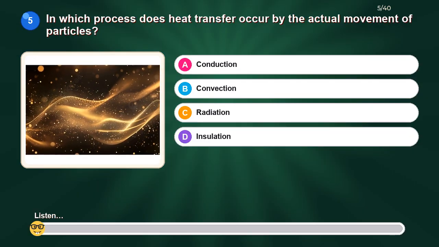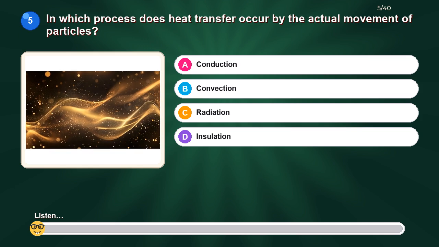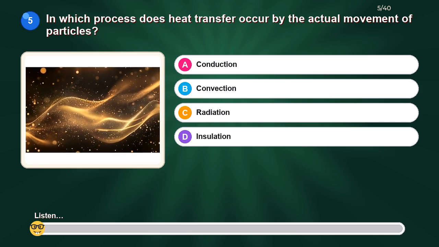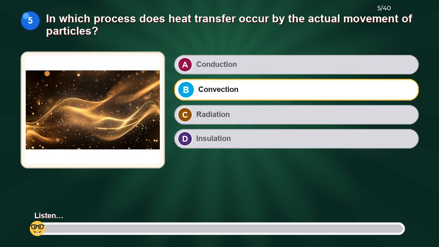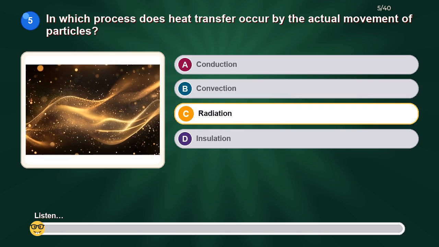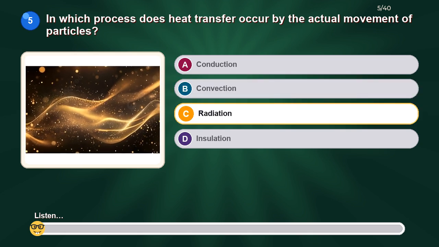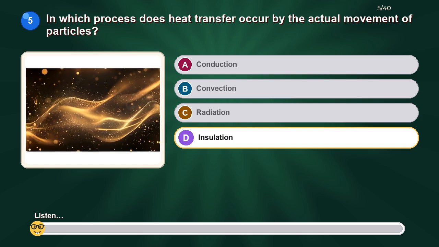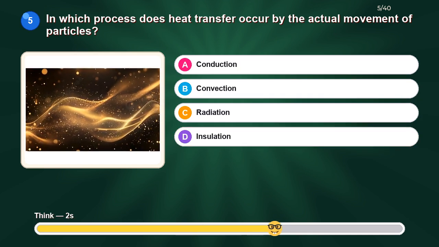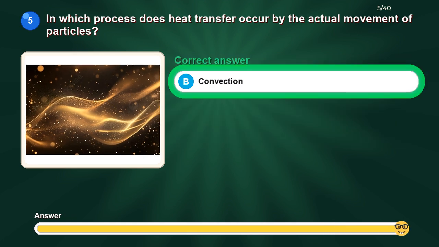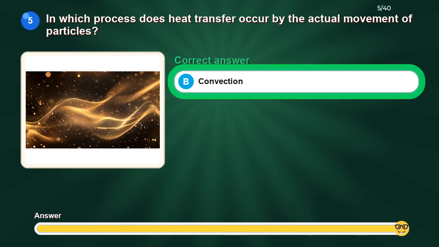In which process does heat transfer occur by the actual movement of particles? Option A, conduction. Option B, convection. Option C, radiation. Option D, insulation. The correct answer is convection.